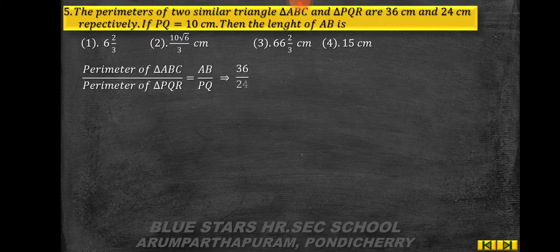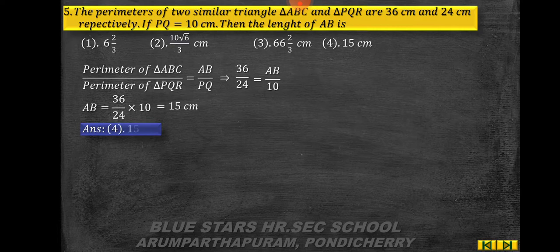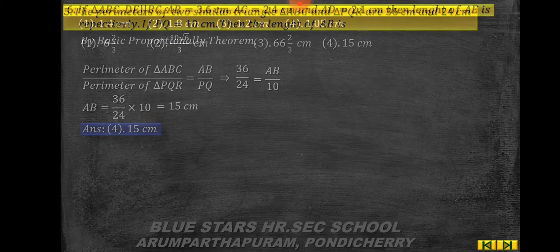So therefore, perimeter of triangle ABC by perimeter of triangle PQR is equal to AB by PQ, which implies 36 by 24 is equal to AB by 10. So AB is equal to 36 by 24 into 10, which is equal to 15 centimeters. Therefore, the correct option is option 4. The answer is 15 centimeters.